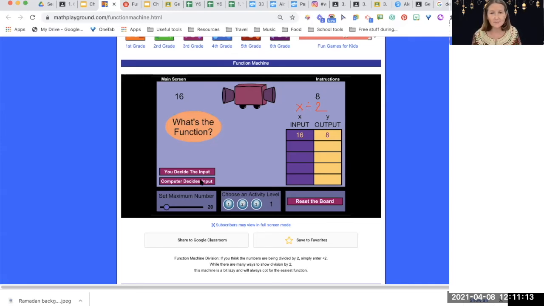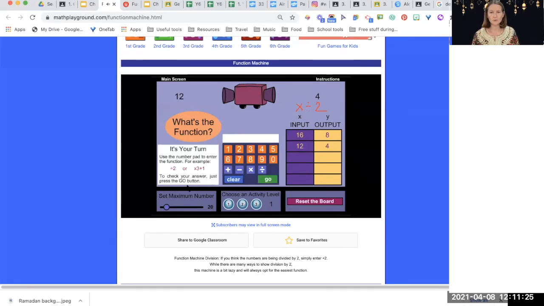Miss, how do you write your answer? I clicked computer decides the input. I'm going to click that again. Another number comes in. Oh, does that rule still work? Is it definitely X divided by 2? No, that rule doesn't work.